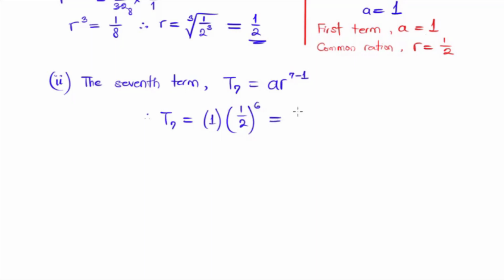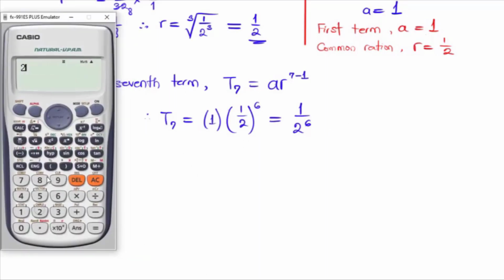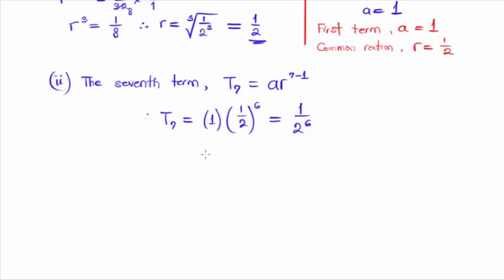So this is 1 over 2 raised to power 6. 2 raised to power 6 is 2 in 6 places. If you want to use the calculator for that, 2 raised to power 6 is 64. So the seventh term for this geometric progression is 1 over 64. And that is all there is to this question.